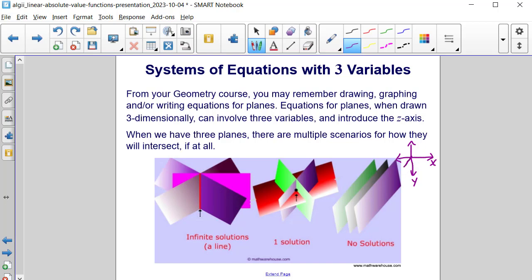So it's coming out of the page and then going into the page. That's why we have this dotted line there. This is called the z-axis.